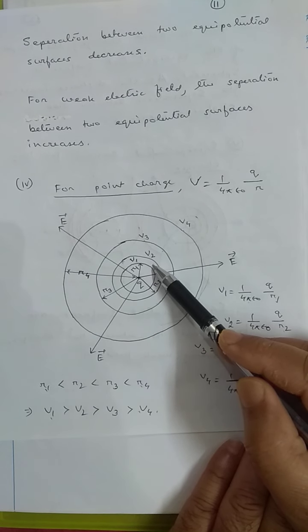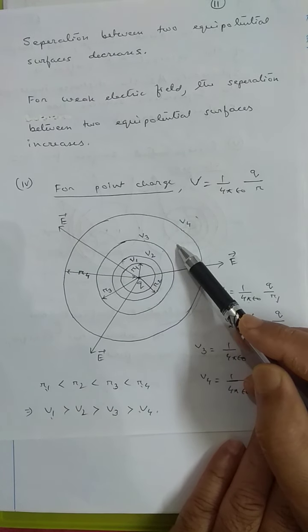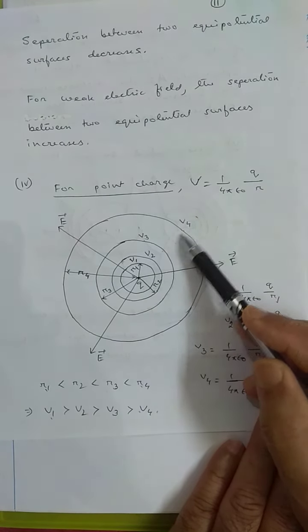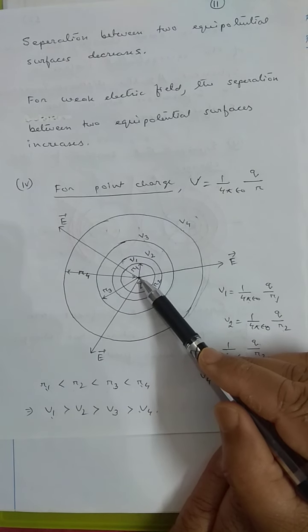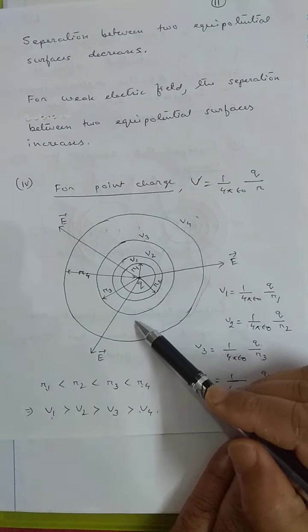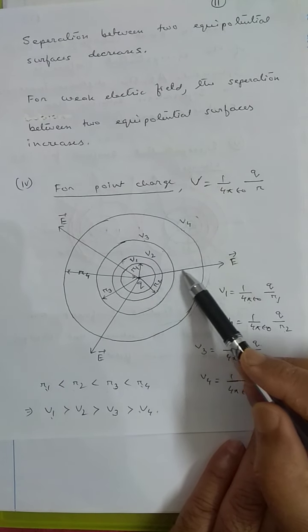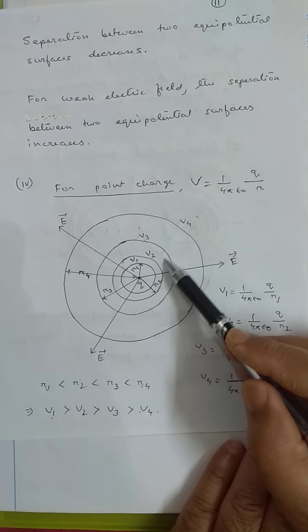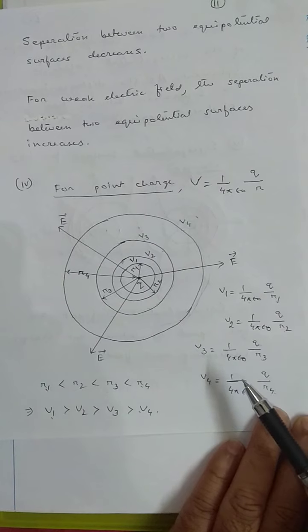Since electric field is strong here, equipotential surfaces are closer here. Weak here, so equipotential surfaces are separated here. Is it clear? That means for a point charge, equipotential surfaces are concentric spherical surfaces, but as the distance increases, separation between two equipotential surfaces also increases.